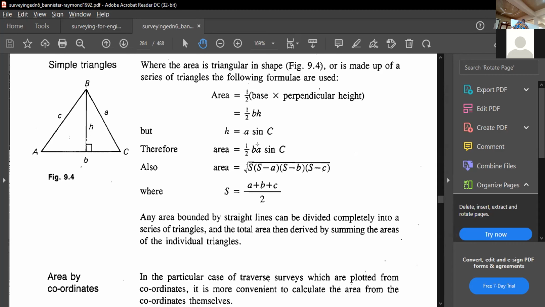Triangle. We have these. I'm lecturing. Do you feel I'm lecturing?